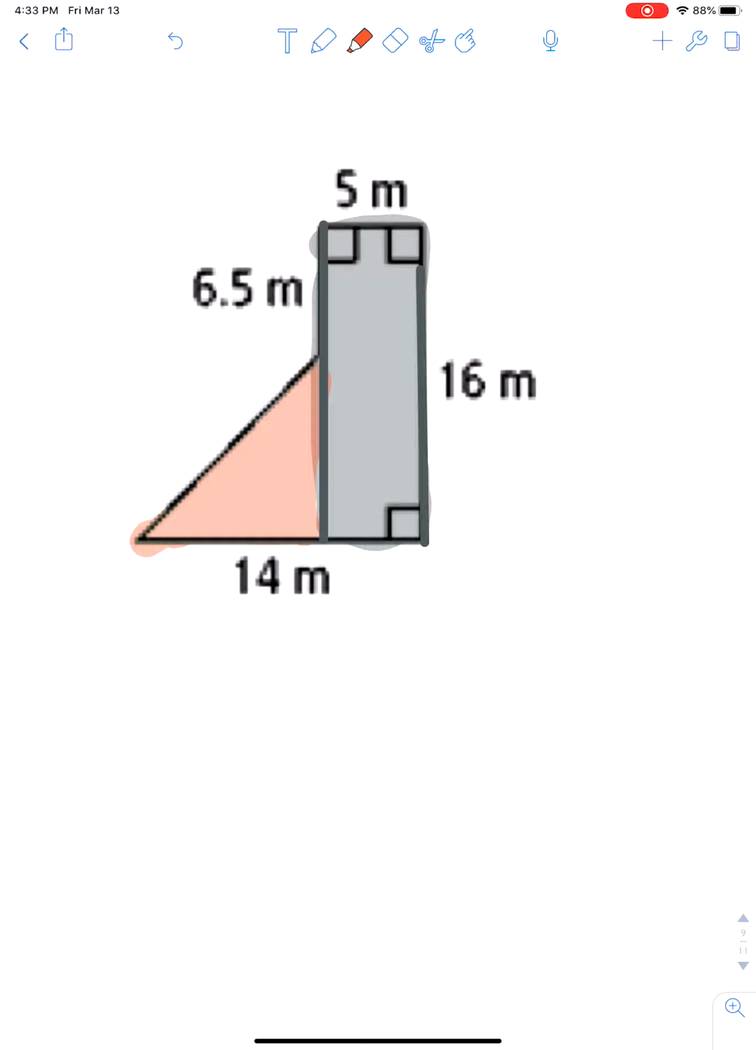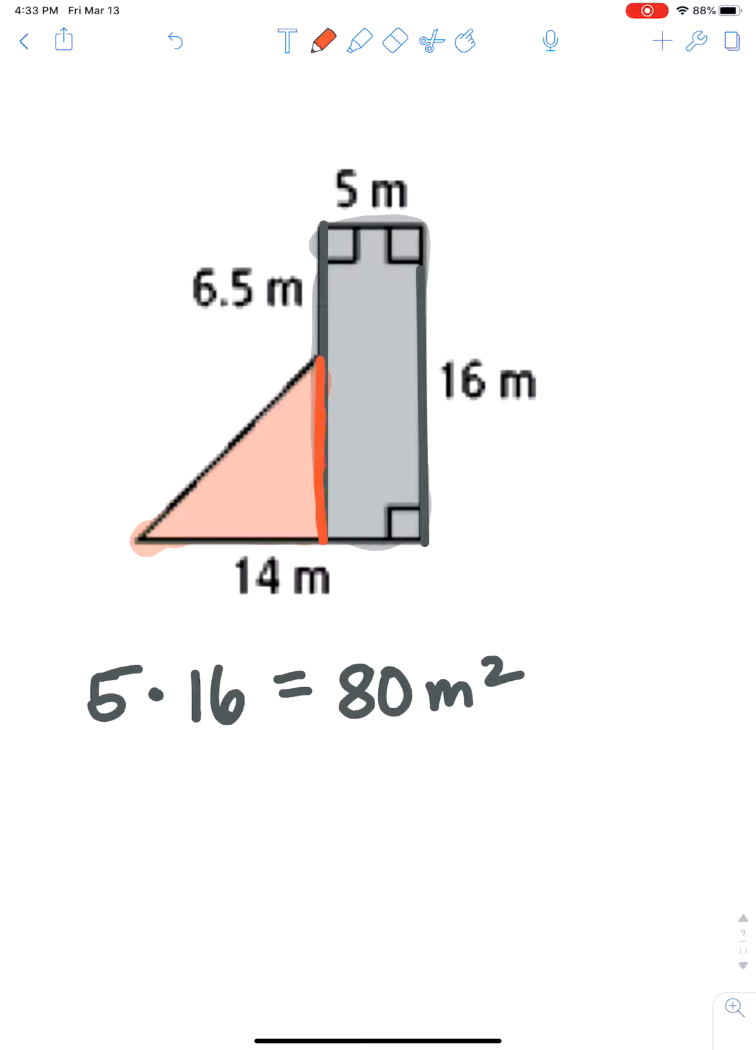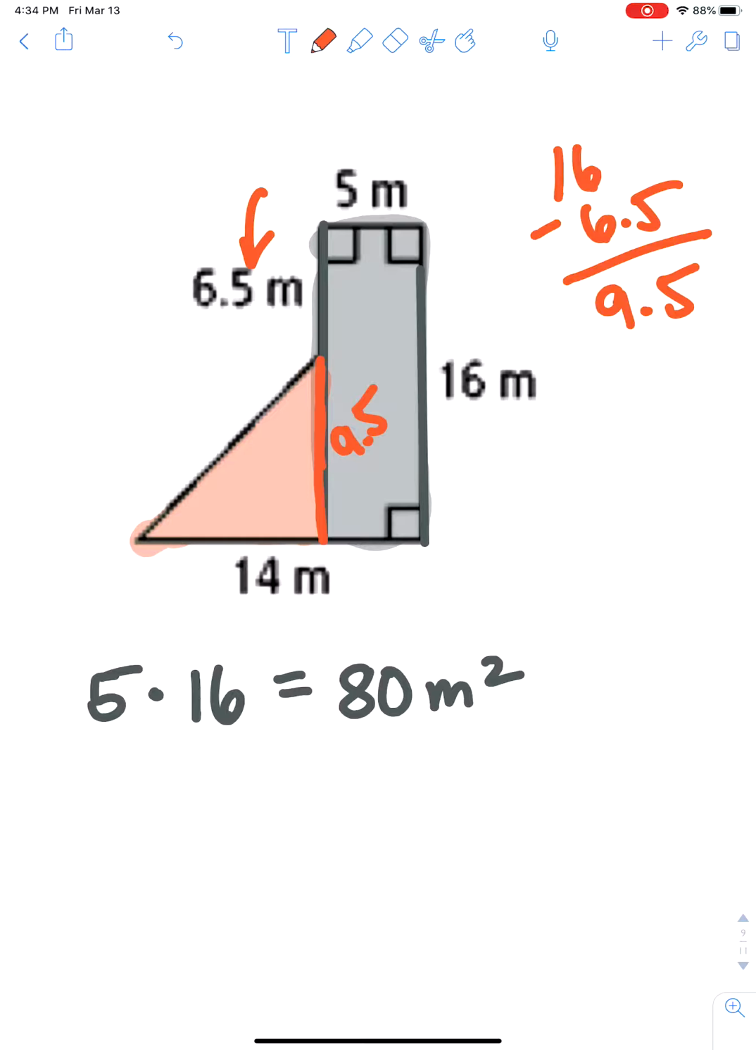And I do know how tall and how the base is for the rectangle. So I'm going to go ahead and do base, which is, well, the base is 5, the height is 16, multiply that, and I get 80 meters squared. Now, the orange triangle, they don't really tell me how tall this section is right here, but I can do 16 minus 6.5, which is 9.5. I did that in my head. Are you proud of me? And I know the height now because this 6.5 is what I subtracted out.